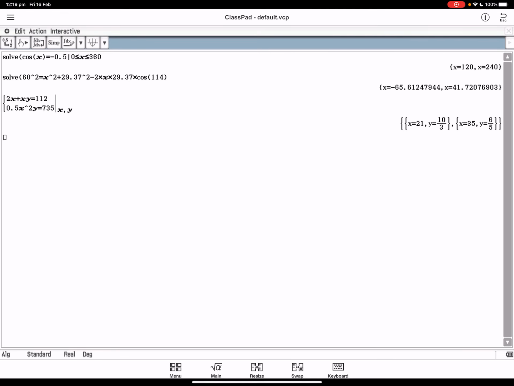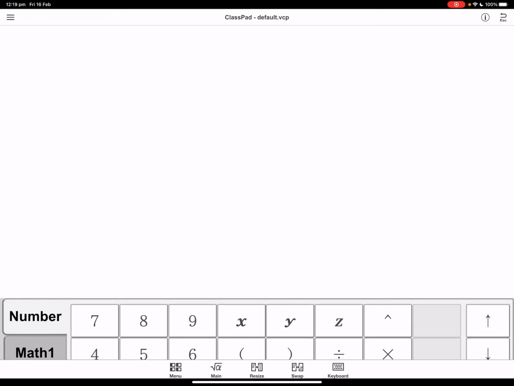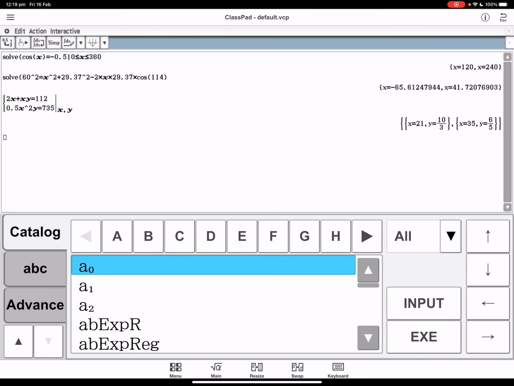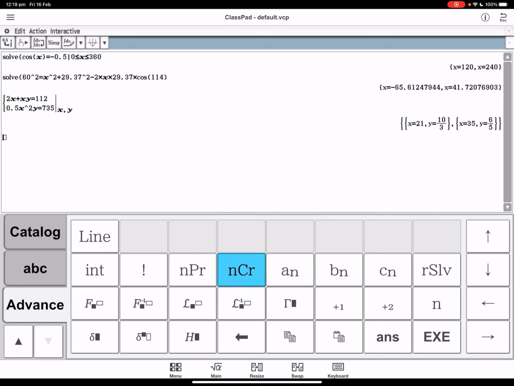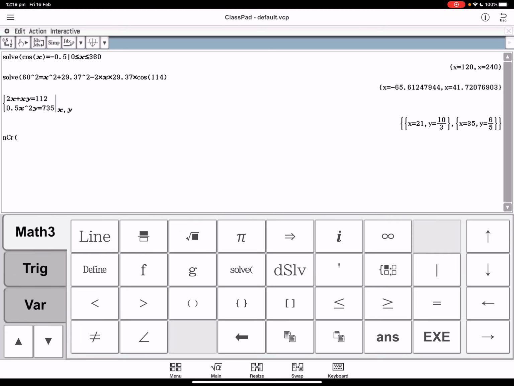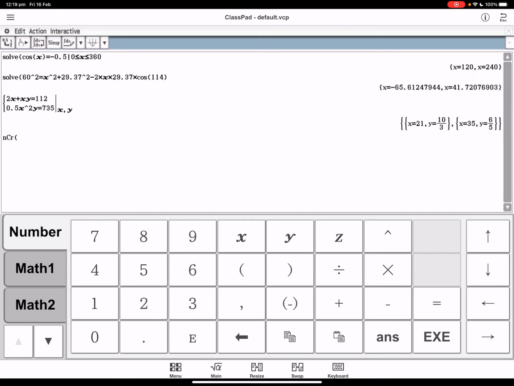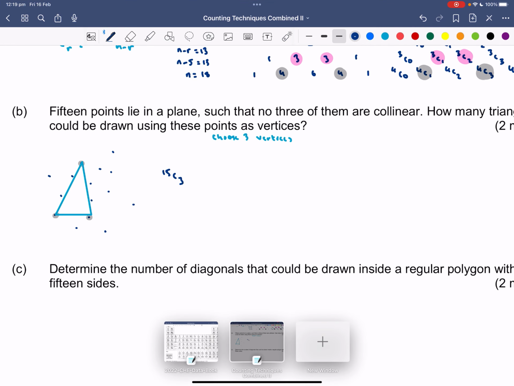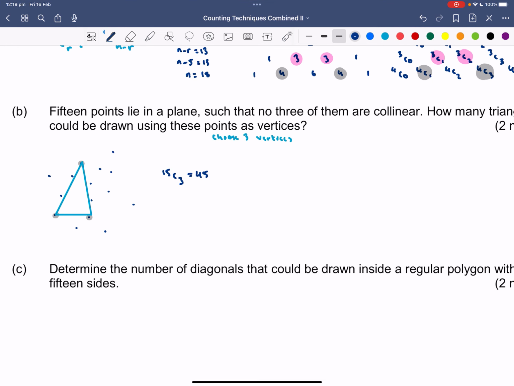But just so everyone knows where it is on your ClassPad, if you go beyond variable and go to advanced, there you go, there's nCr, and right next to it is nPr. So if I'm trying to do 15 choose 3, I just write nCr 15, 3, done. 455. 455 is the number of triangles that can be drawn.